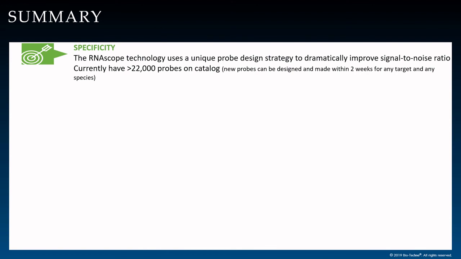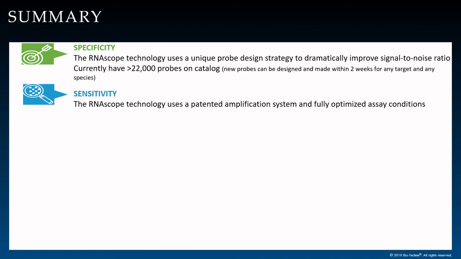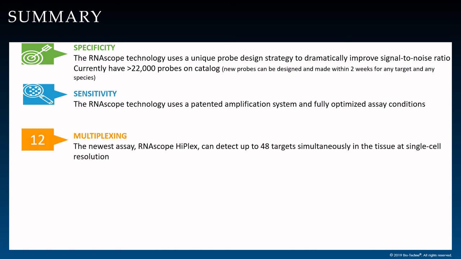With all of these publications and all of this data, I hope I've convinced you, and to summarize today, that RNAscope uses a unique probe design strategy to dramatically improve your signal-to-noise ratio. We currently have over 22,000 catalog probes, but like I mentioned before, if you know your gene of interest, we can design new probes for any target and any species in about 2 weeks. The probe design and the signal amplification strategy yield a high sensitivity and specificity for this assay, really allowing you to work with even low-expressing targets, degraded FFPE samples, and some complicated sample types.